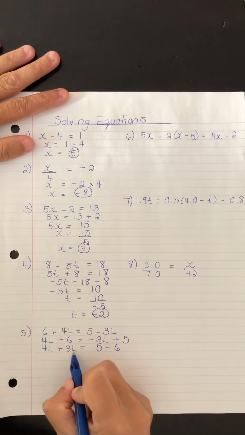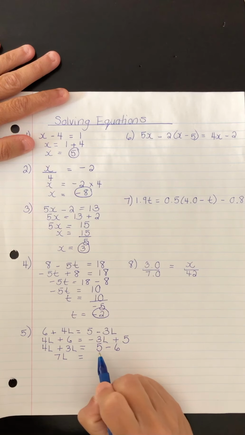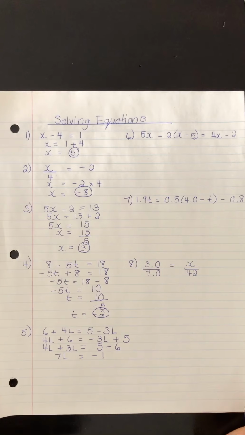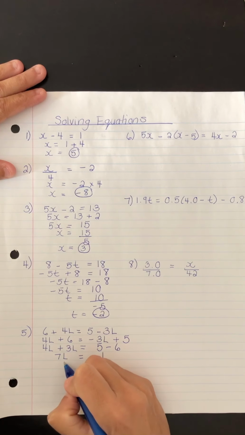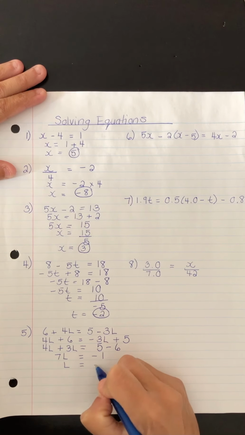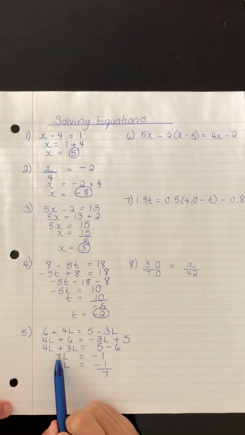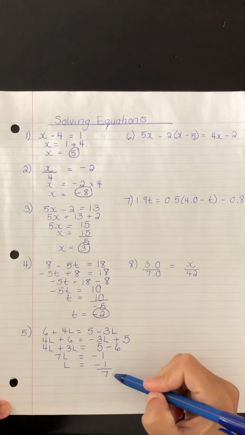How many L's do we have now? 7 L's. 5 minus 6 is -1. To find L, or to isolate L, we have to divide by 7. Again, the opposite of this implied multiplication is this division.